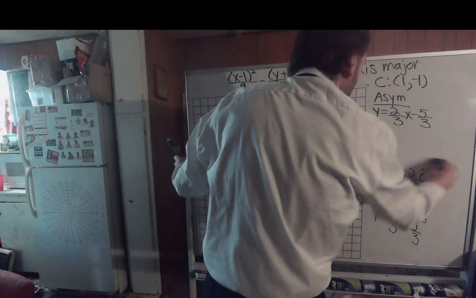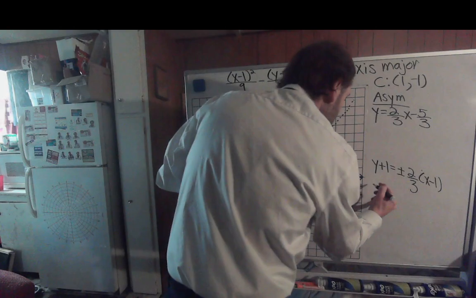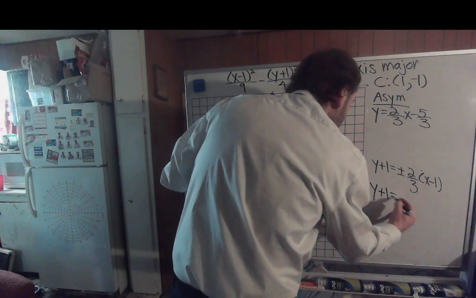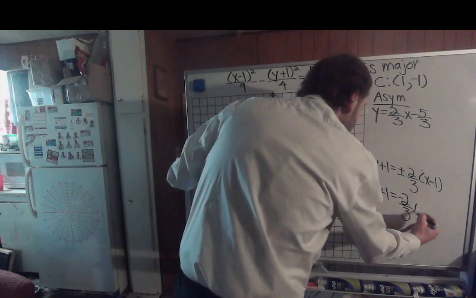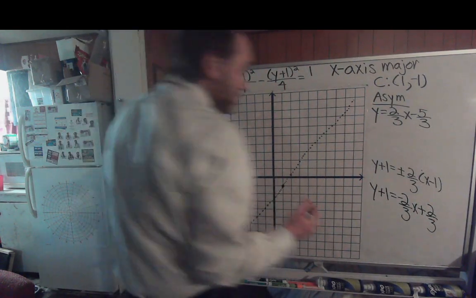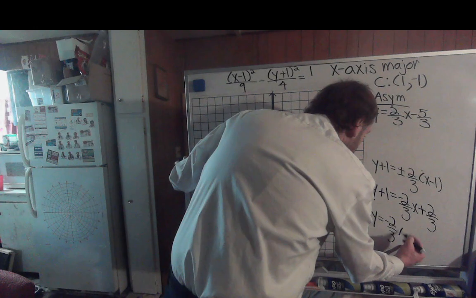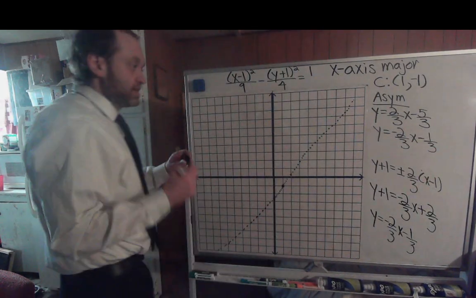Now let's go ahead and operate, this time with the negative 2/3 x. So that means y + 1 would equal negative 2/3 x + 2/3. So you would end up getting y = −2/3 x − 1/3 for your second asymptote. So y = −2/3 x − 1/3 for your second asymptote.